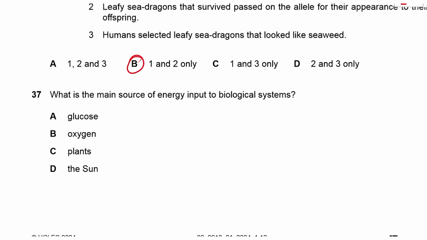Number 37 says, what is the main source of energy input in biological systems? So the main source of energy input in biological systems is usually the sun. We'll take the sun over there.